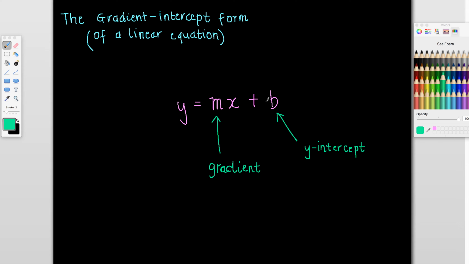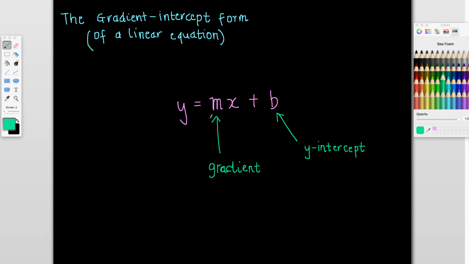Now, it is a really useful form. Like I said, you can read off the gradient and you can read off the y-intercept, which means that in terms of sketching, you've already got one coordinate, because you can read off the y-intercept and you know that the line passes through that point. You can then get your second coordinate by substitution, and that's something we're going to look at in the sketching video. So with the gradient-intercept form, it's very important that we don't mix these two up.